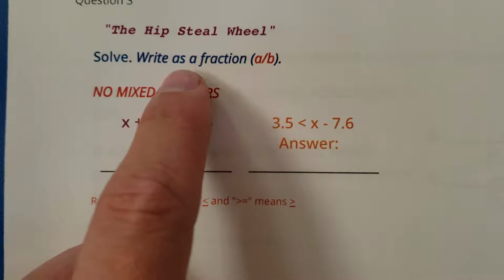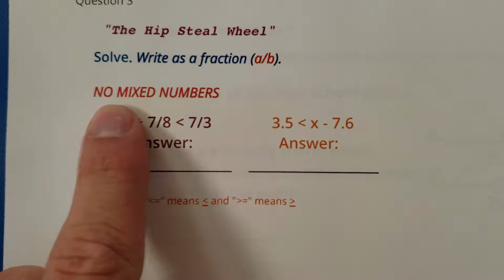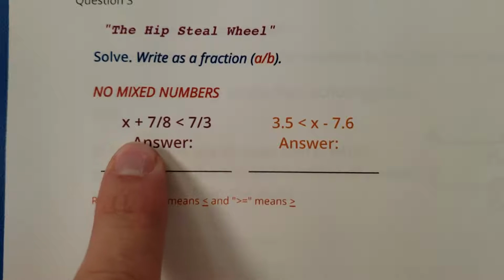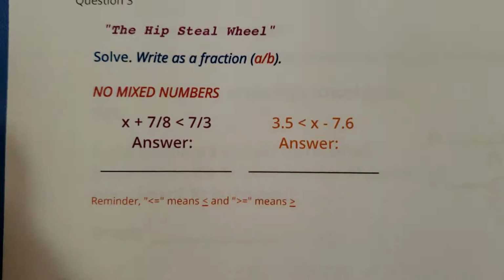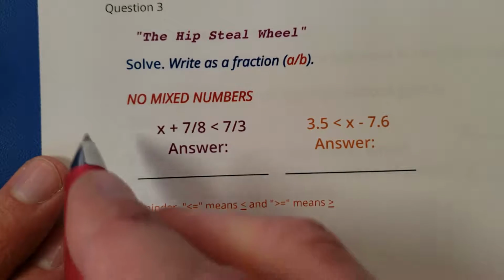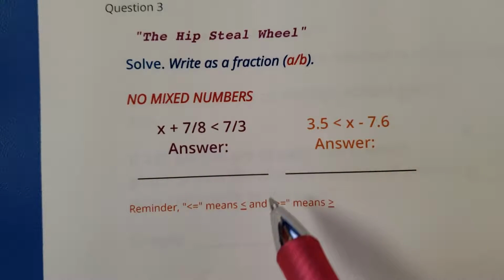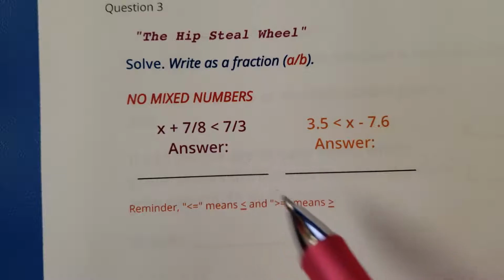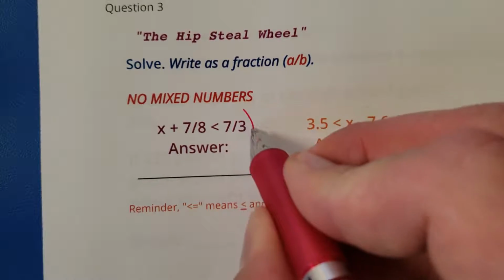We have to solve and write the answer as a fraction, no mixed numbers. All right, we have x plus 7/8 is less than 7/3. Ew, gross. How do we solve this? Well, there are lots of ways we can do it. We can work with the fractions, or we can actually do this if you want.